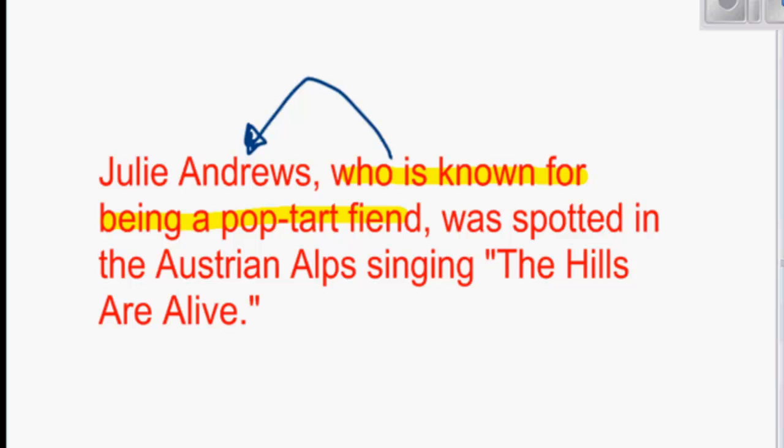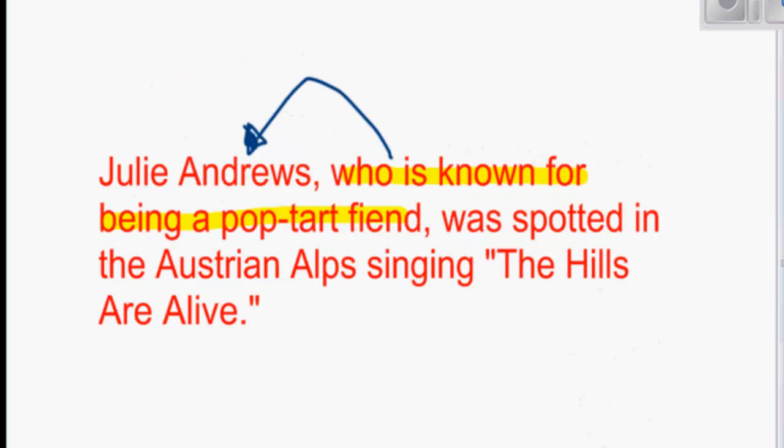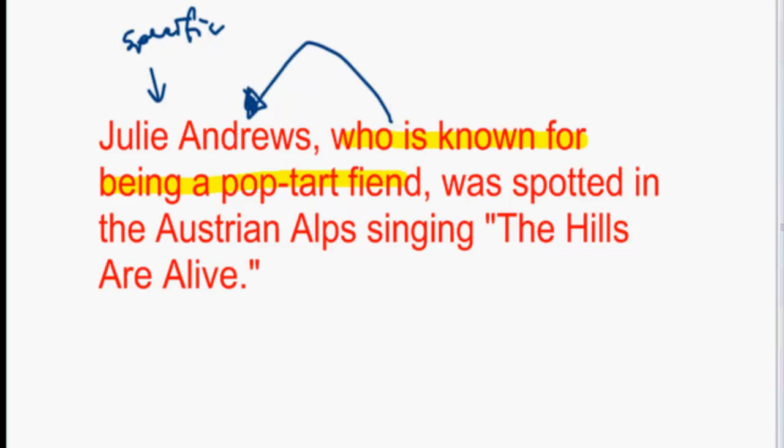Now, unlike before, on that last sentence, I'm going to go back to it, the woman who bought the Pop-Tarts was sorely disappointed. The woman is non-specific. But in our next sentence, Julie Andrews is specific. If Julie Andrews was in the room with us right now, and I said point to Julie Andrews, it'd be kind of weird because she's a movie star, but we could point to her. She's a specific person. Anytime we have a name, it's specific. Even if the name was something like Bob Smith or John Doe, something generic sounding, it's still a specific name for a specific person.